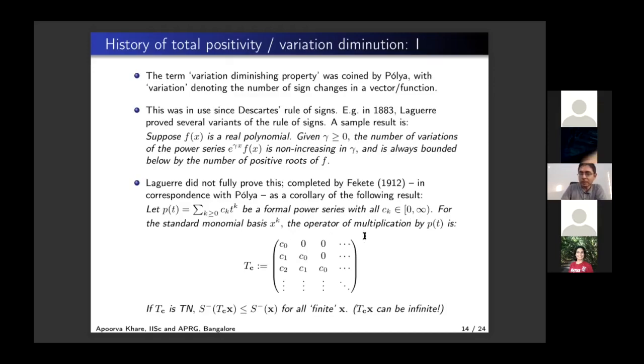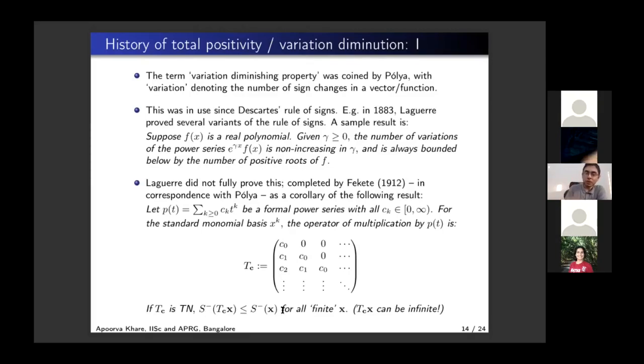The constant term gets multiplied by c0. The linear term changes to c1 times x to the 0 plus c0 times x to the 1, then c2 x to the 0 plus c1 x plus c0 x squared, that kind of thing, right? So this is just the convolution operator when looked at as a matrix. Fekete claimed and proved that if this matrix is totally non-negative as a one-sided matrix, in other words, if 0, 0, 0, c0, c1, c2 is a Polya frequency sequence, then this gives you the variation diminishing property.